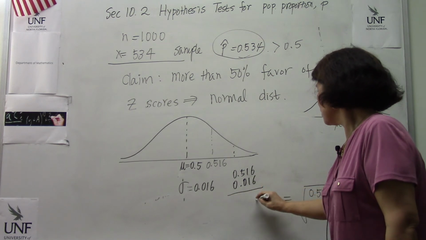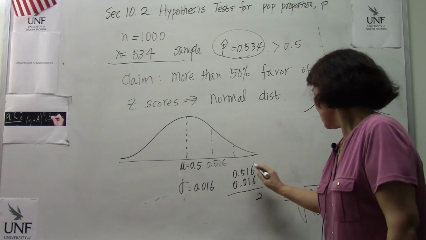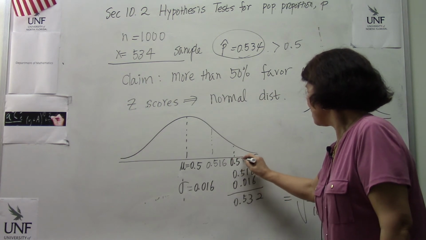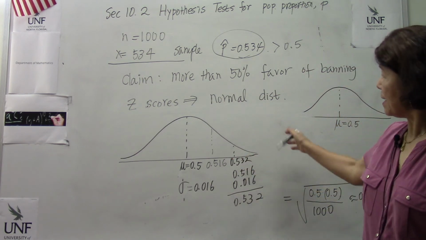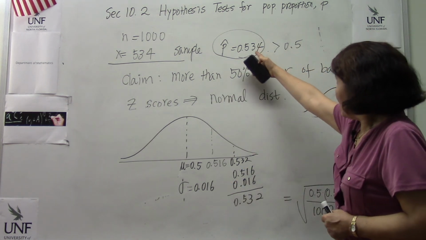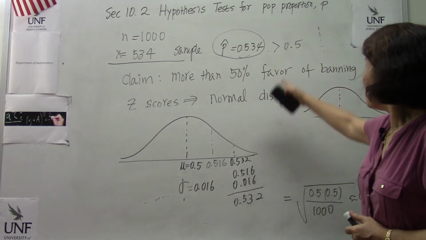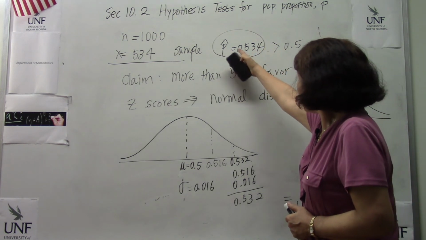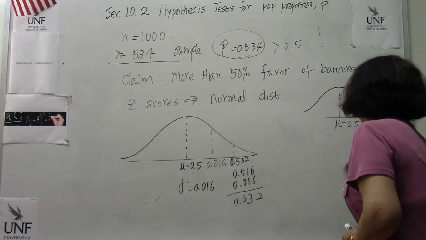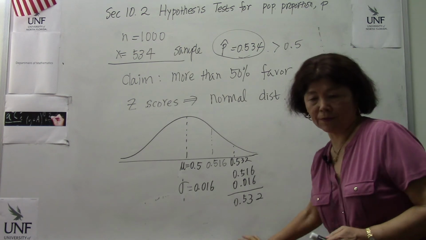And the next one, again adding 0.016, is 0.532. Okay, keep going. Well, what is the place over here? This p hat is 0.534. So we are going to compute the z-score of that.